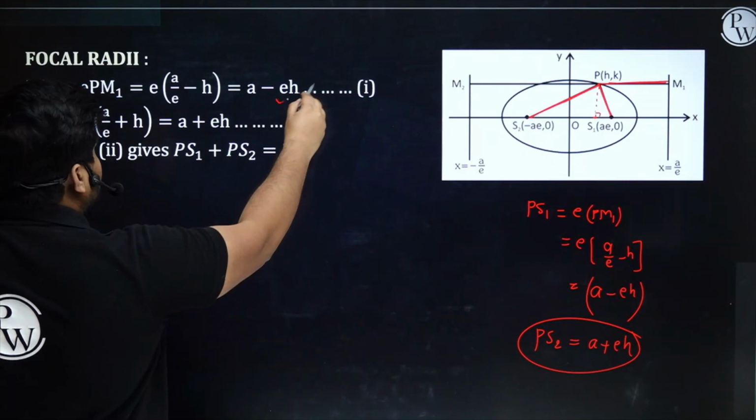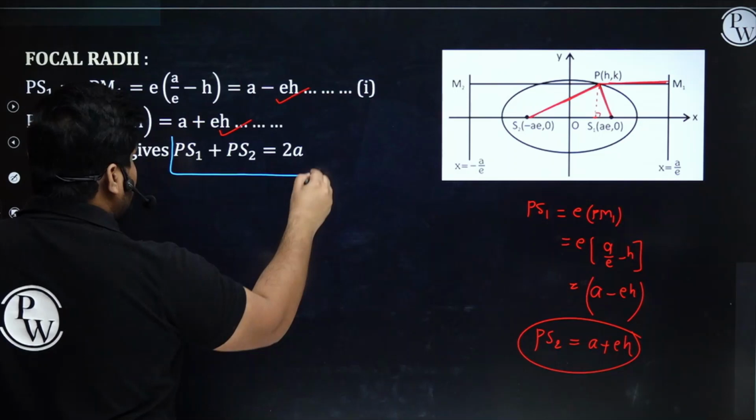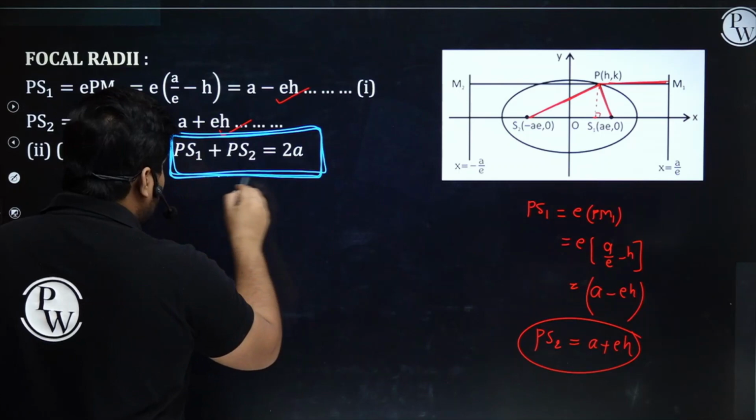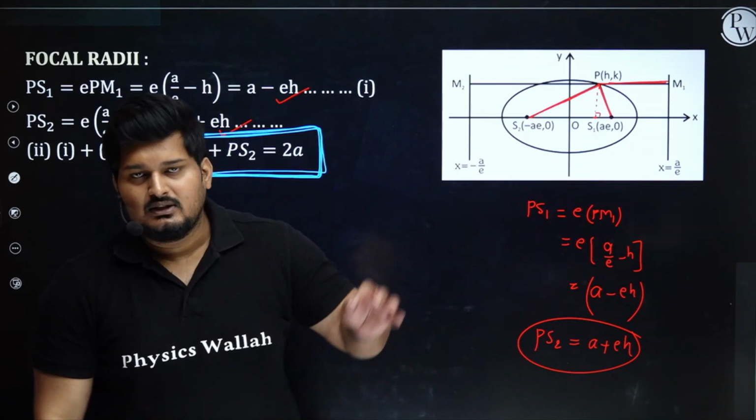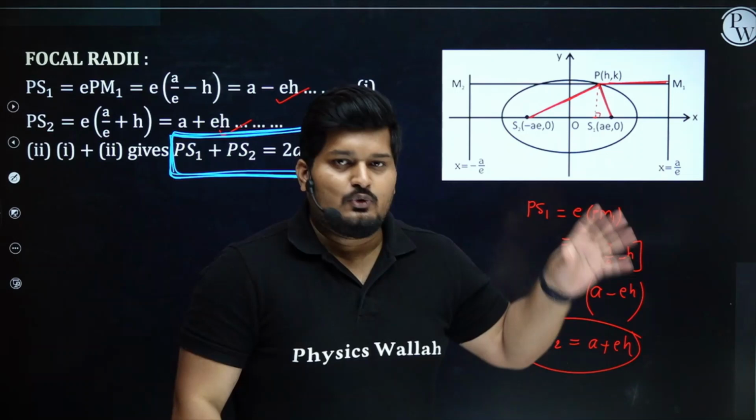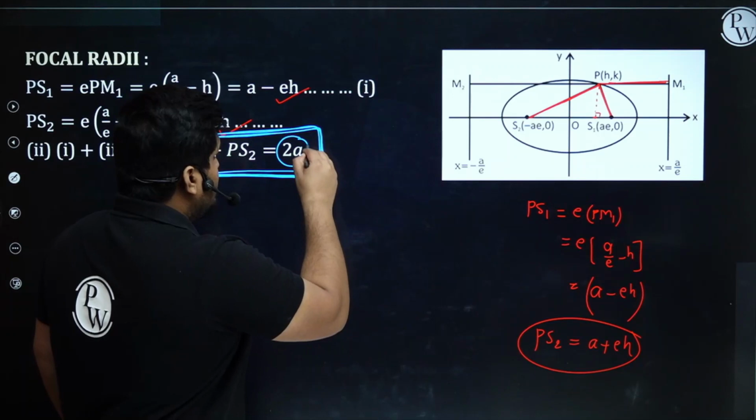Now, when you add these two, you get the relation PS1 plus PS2 equal to 2a. That is a standard property of the ellipse, and it needs to be remembered as a standard property of the horizontal ellipse. What does this property say? The sum of the distances of any point from the foci is always equal to the major axis. What is 2a here, guys? This 2a is the major axis.